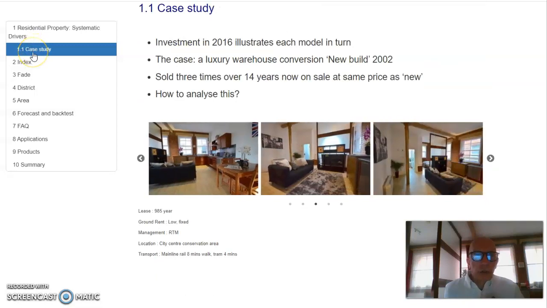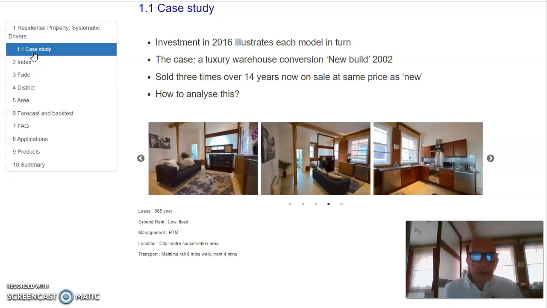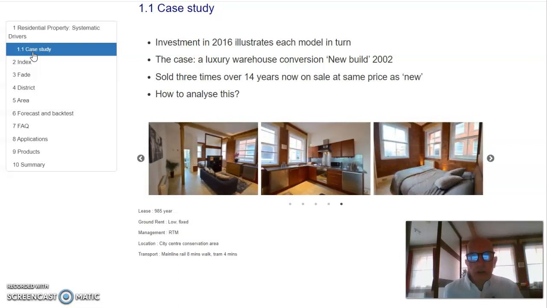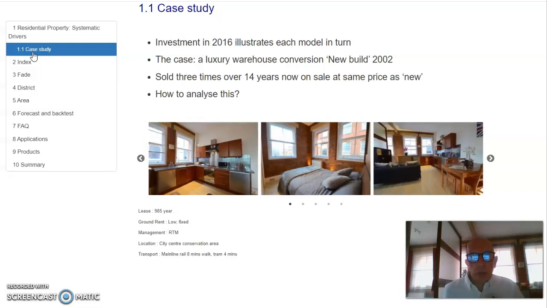And since I bought it and it served as an office, I know it pretty well. The photos are from 2016. So it's in Nottingham Lace Market Conservation Area. It was a luxury warehouse conversion in 2002, and it had already resold twice by 2016 at lower prices than new. The lease, etc. Okay, so we need to really understand what's going on.